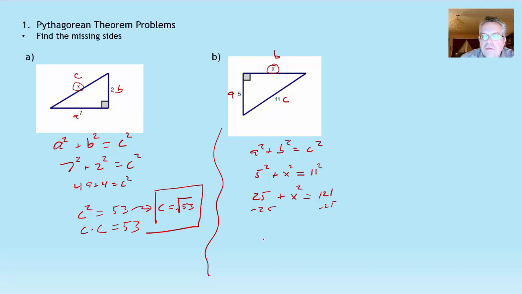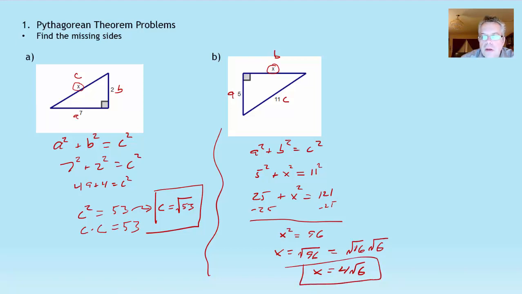So when we're solving for a missing leg, we have this subtraction step. I get x squared equals 96. Okay, so x equals the square root of 96. I know at least 4 goes into that. Actually, 16 goes into that. I believe that's the square root of 16 times square root of 6. Okay, square root of 16 is 4. So this is 4 times square root of 6. So whenever we can, we'll simplify the radical. As long as it's not too big of a number, it's not so bad.